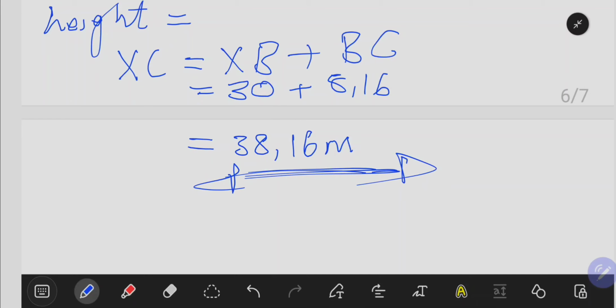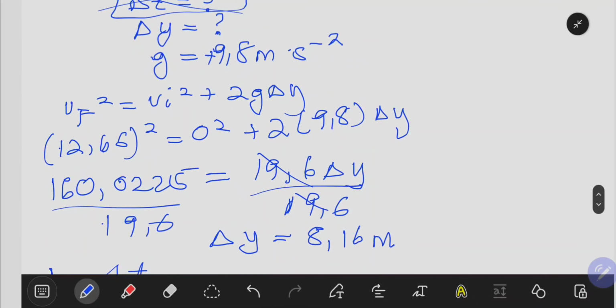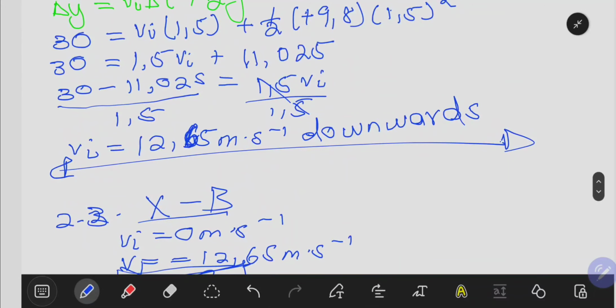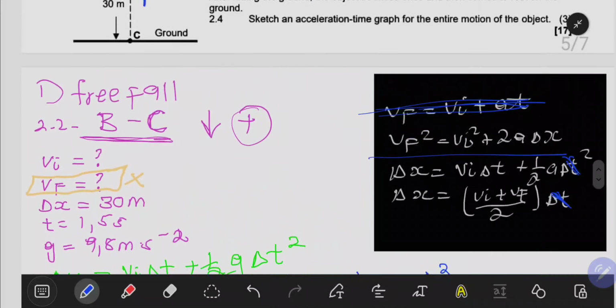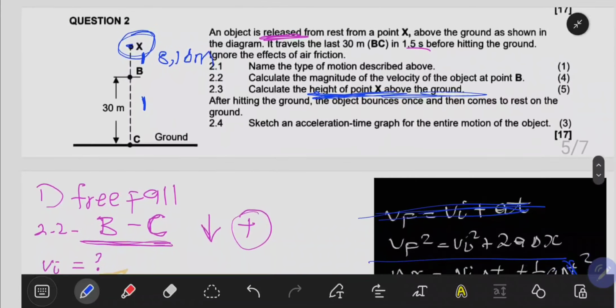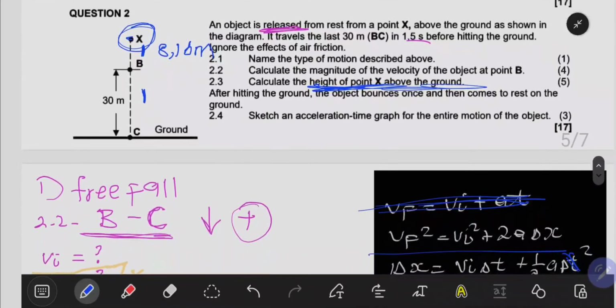I hope it makes sense. I hope you do understand what I was trying to do here, and I hope this video provides you with insight of what we do in this vertical projectile motion.